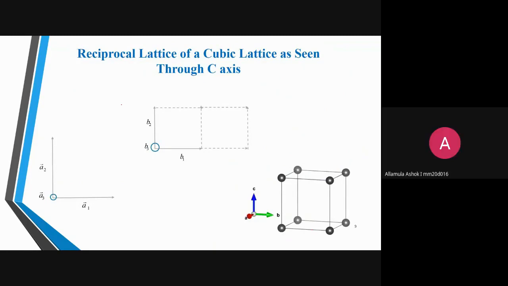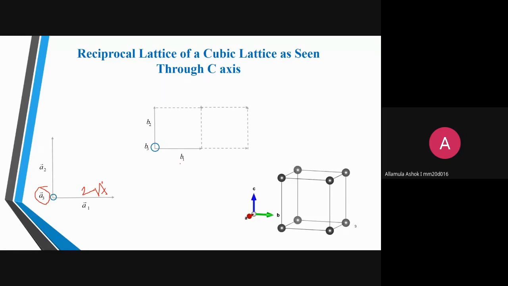Here, I want to show how to construct a reciprocal lattice for a cubic lattice. Here I am seeing through the c-axis. I can see this A1 and A2, and this A3 vector is perpendicular to the plane of the paper and board. Let us assume this A1 in real space is 2 angstroms, and because of cubic, A1 equals A2, which is 2 angstroms. Then how do we construct a reciprocal lattice for this cubic lattice?